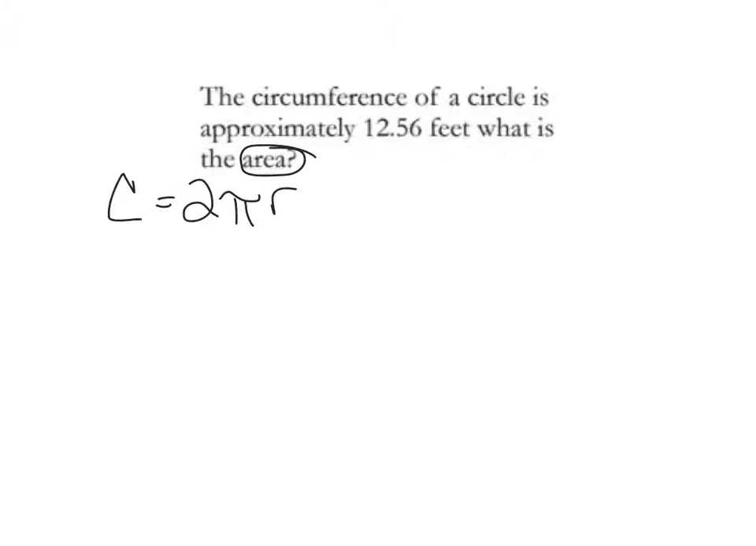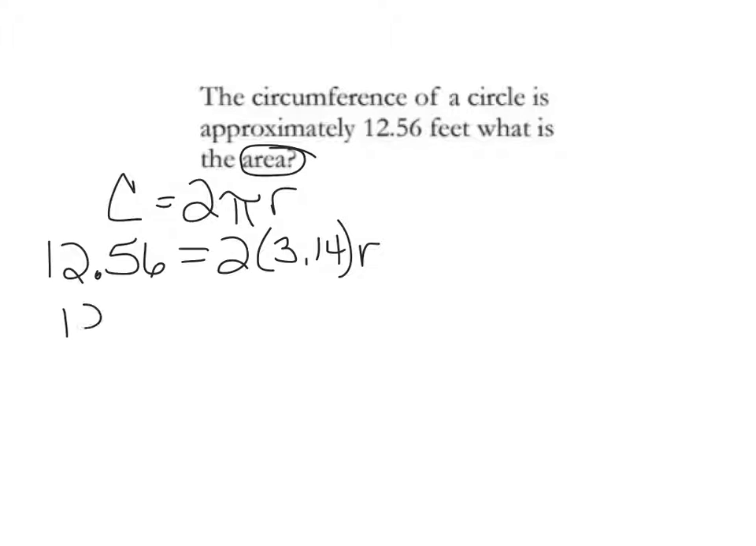Okay, so now we're going to replace what we know. We know circumference is 12.5600. We know 2 is 2. We know pi is 3.14. And we need to find radius. So what I'm going to do now is multiply 2 times 3.14, which is 6.28 radius.